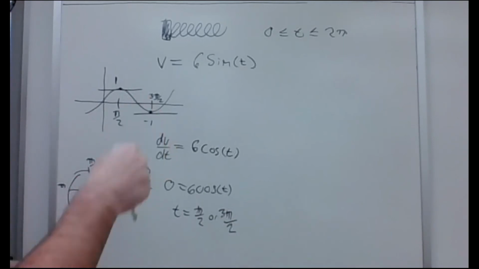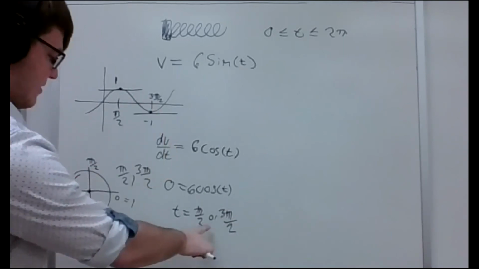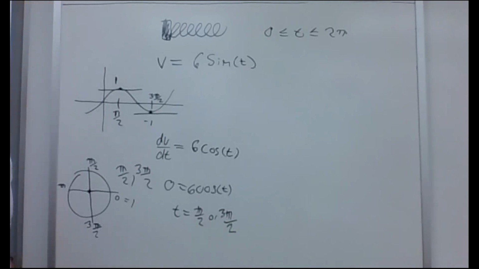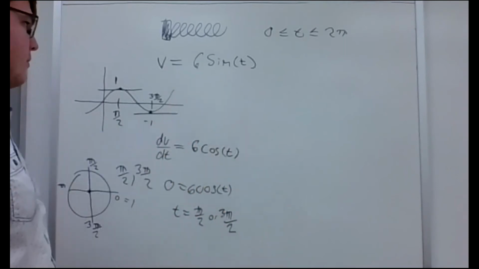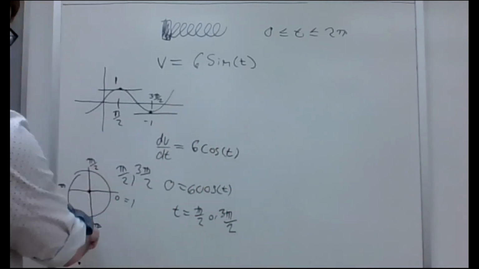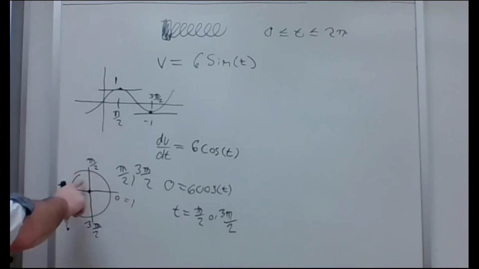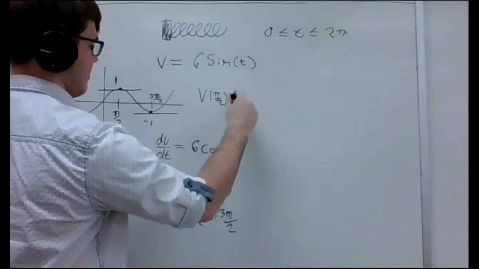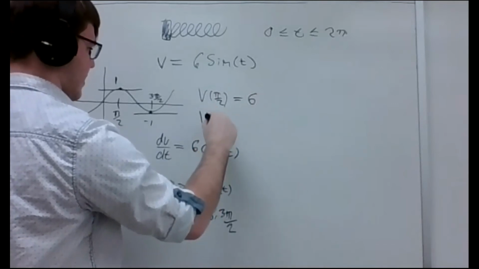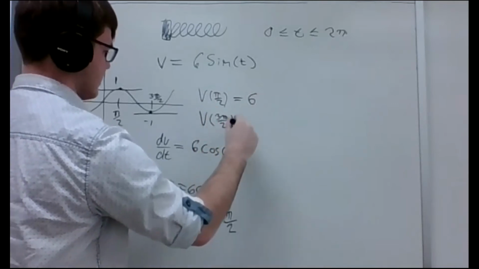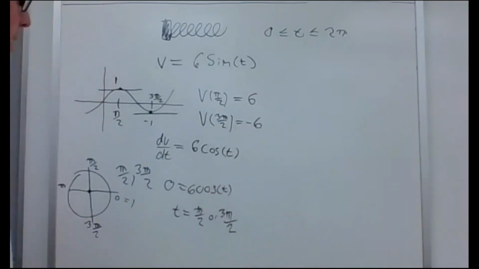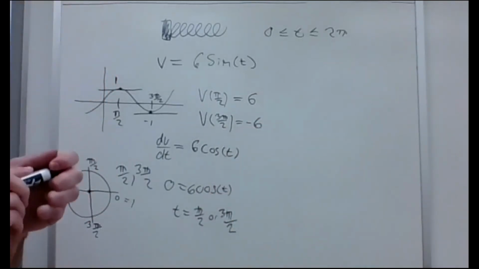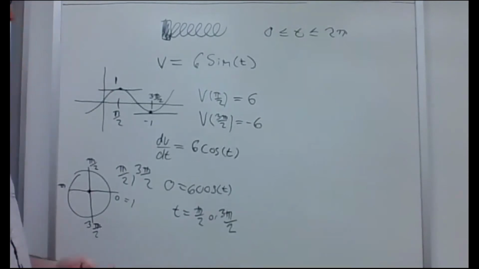And now we want to know how fast our spring is moving at this point in time. Well, we just plug it back into our original equation, and we know that the sine is going to be 1 and -1. So the velocity at pi halves is going to be 6, where the velocity at 3 pi halves is going to be -6. And who knows what units those are in, because we didn't specify any, but just 6 speed.